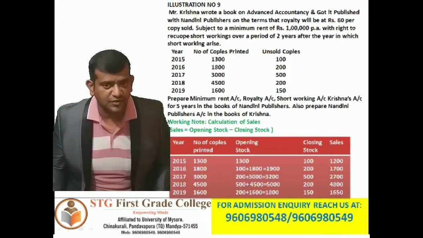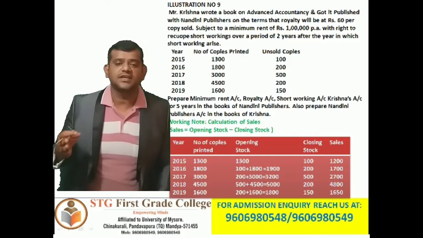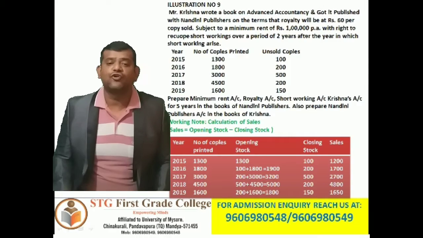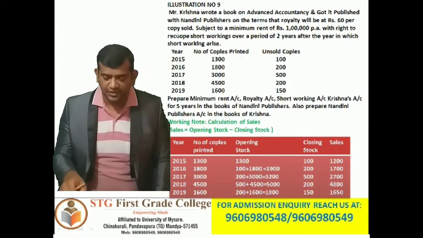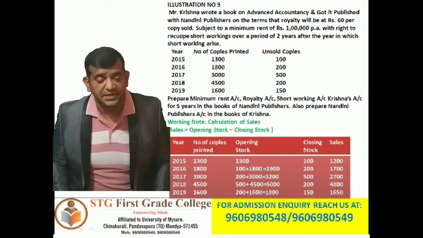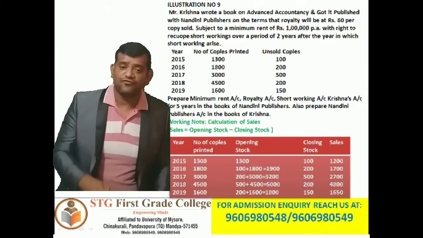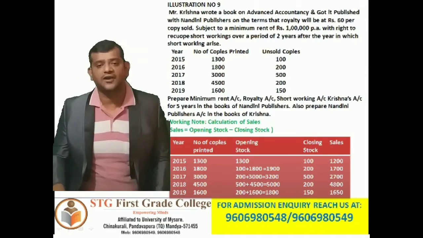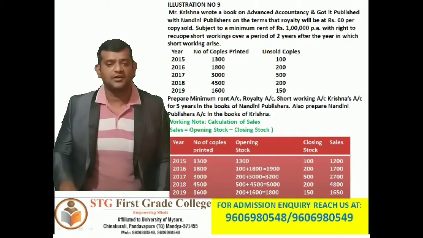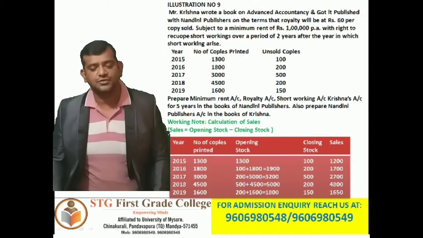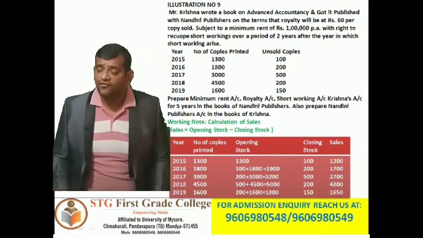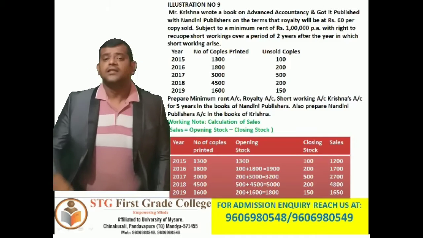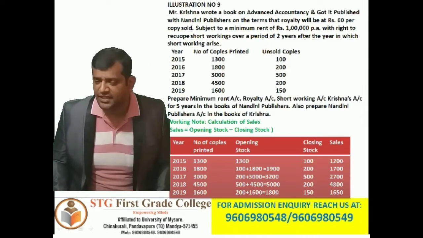Next, moving further, 2018. So previous year closing stock will become opening stock, that is 500 books plus 4,500, that is, in the year 2018 the number of books printed is 4,500. So 500 plus 4,500, 5,000 books. So closing stock for the year 2018 was 200 books. So 5,000 minus 200, sales for that year will be 4,800 books.